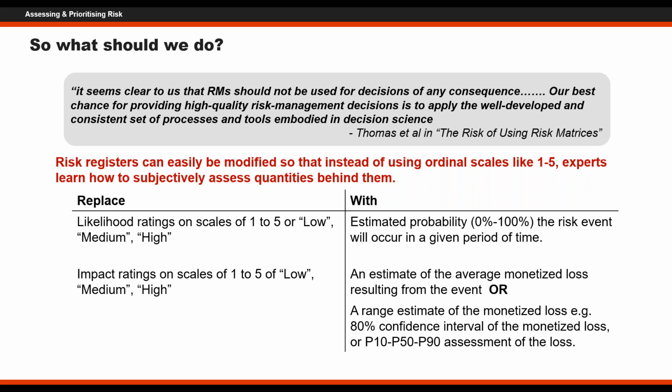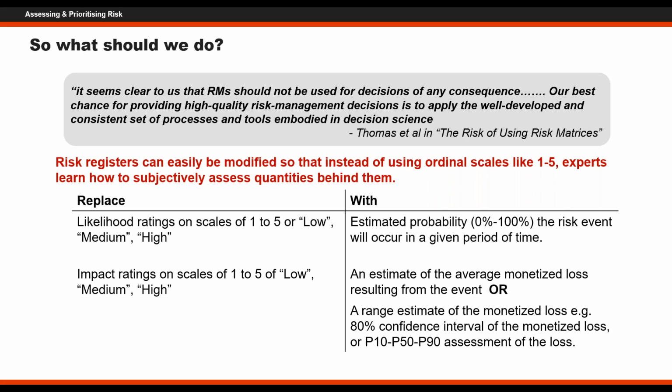And on the impact side, again, you've got a couple of options there. You can either think about this in terms of just putting an estimate of the average monetized loss that might result from the event, or, since that's sometimes more challenging to do, you could even just put a range there. And of course, the range captures the uncertainty that does exist around these things. So we can put a range in there, and there's different ways you can assess that.